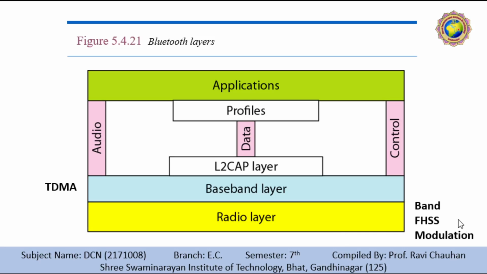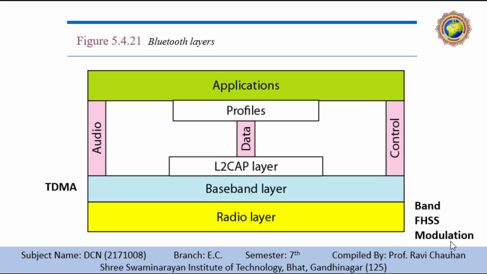Which modulation is used in Bluetooth? To transmit bits to its signal, Bluetooth uses a sophisticated version of FSK called GFSK, FSK with Gaussian bandwidth filtering. GFSK has a carrier frequency. Bit 1 is represented by a frequency deviation above the carrier. Bit 0 is represented by a frequency deviation below the carrier. So 1 is above the carrier, and 0 is below the carrier.